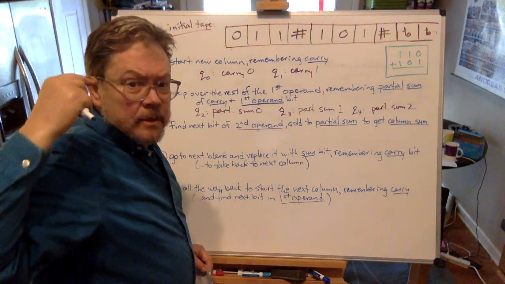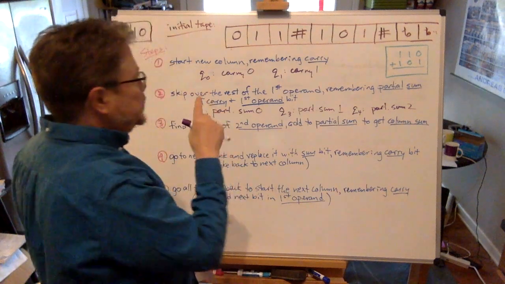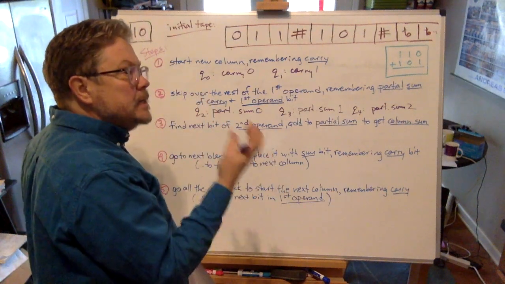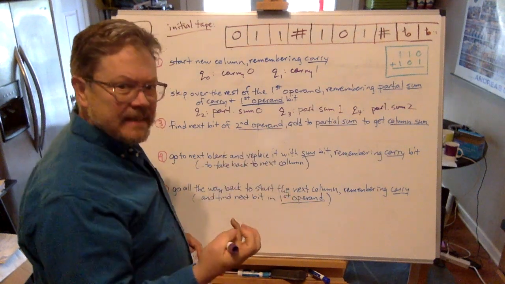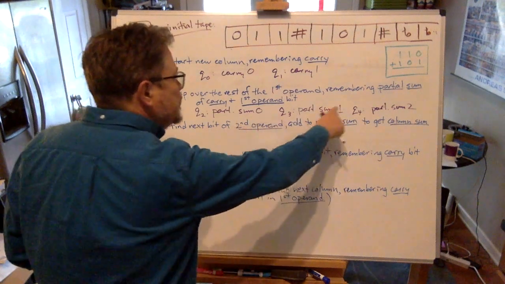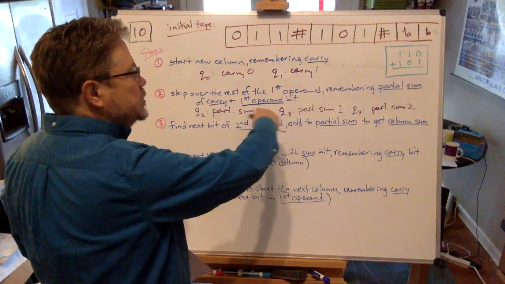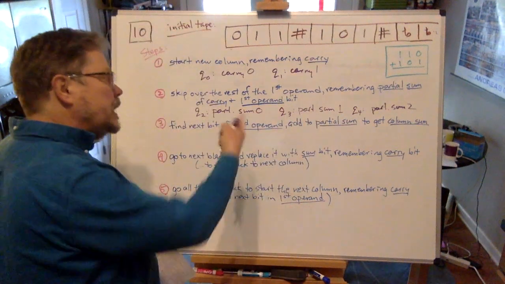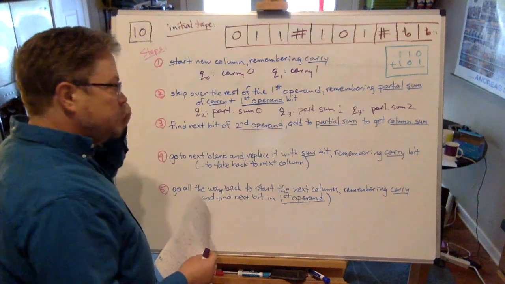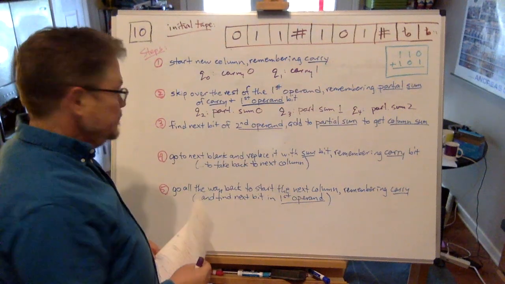Every time I do this, touch my face like I'm not supposed to, then I'm remembering some value intrinsically in the state that I'm in. That's how I remember these partial sums. I'm not recording those on the tape. I'm remembering them, so when I run into another bit, I'll know what I'm supposed to add just by looking at what state I'm in.